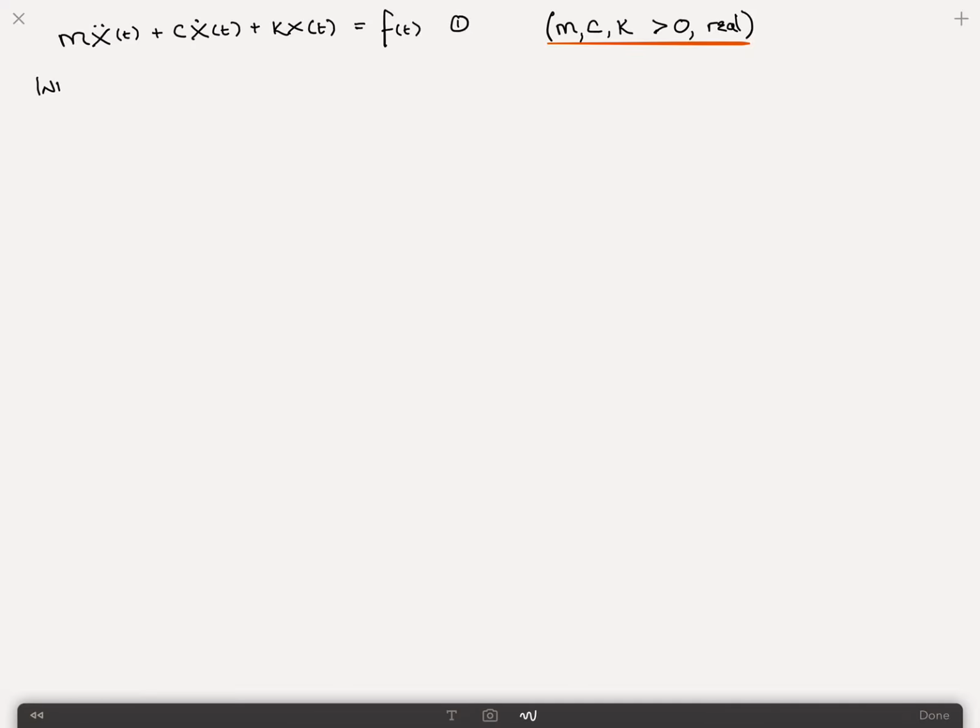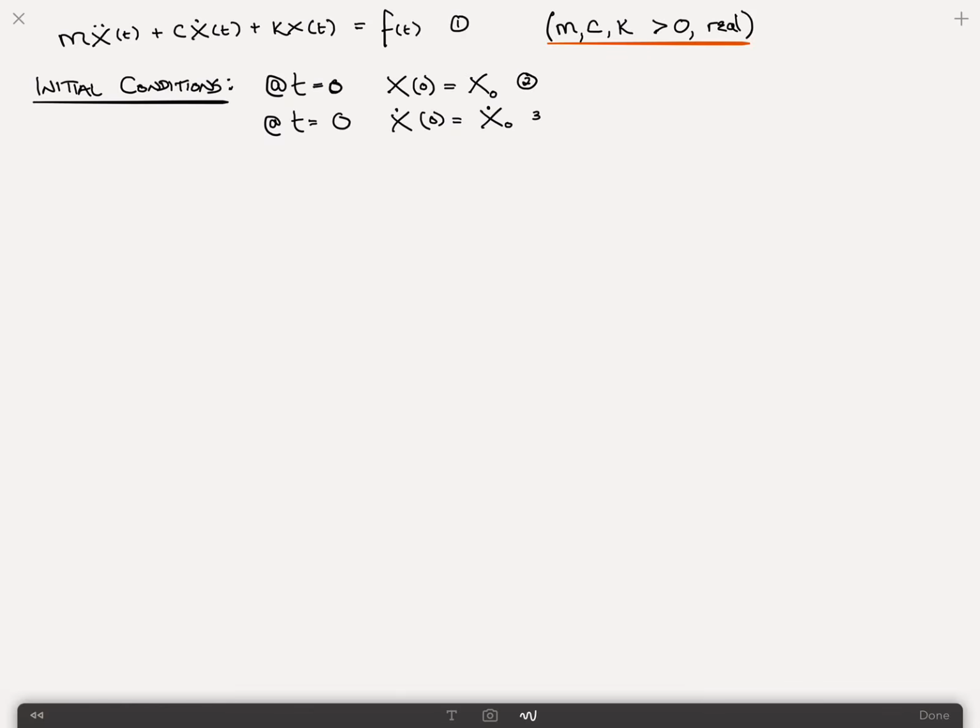So initial conditions say something like, at time equals 0, the displacement of the system is known, or the state of the system. x of 0 is equal to some constant called x0. And also at time equals 0, we know the velocity, which means that x dot, the time derivative of x at 0, is some known constant which we'll call x dot 0. And we'll call these equations 2 and 3.